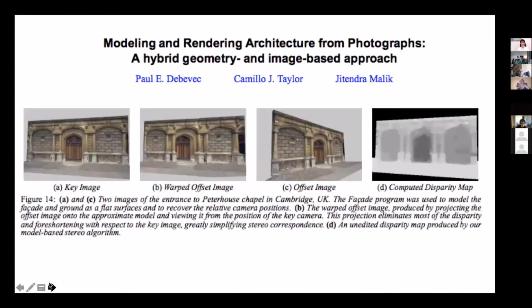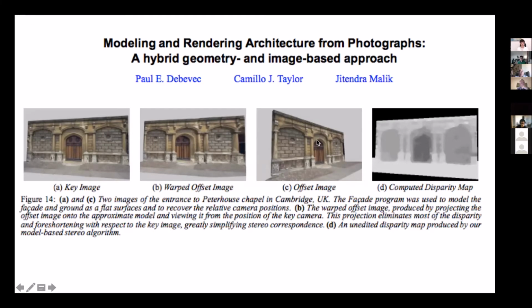Okay, so let me first explain the idea from 25 years ago. This is from the paper from SIGGRAPH 96. What we are trying to do is to match what we call this key image and this offset image. Okay, and these two images are very different because the camera angles are very different. And trying your stereo algorithms at the time, which used to be taking blocks and matching them, the views would look very different, and then the disparity would get all messed up because your correspondence would be messed up.